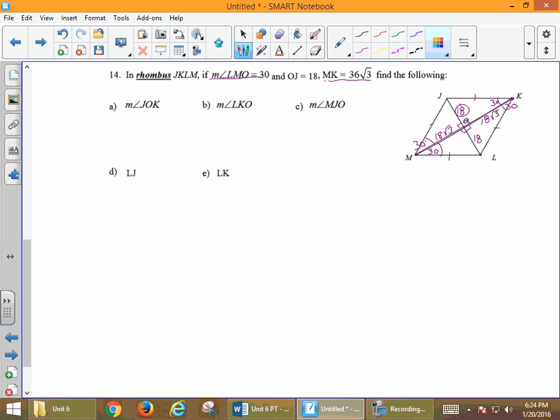Well, let's start answering some of these questions. Question A says, what is the measure of angle JOK? So from J to O to K. If I look at JOK, it's down here in the middle. And we said that one of the properties of all rhombi is that the diagonals are perpendicular. So JOK is 90 degrees. It is perpendicular.